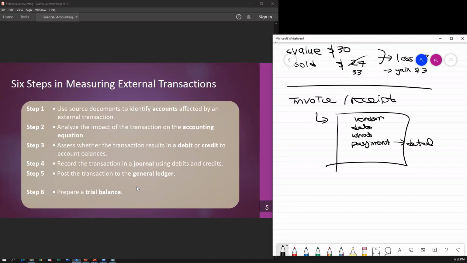So for step 1, we are going to provide this information for you to be able to write journal entries, okay? From looking at the information contained in the invoice, the first step you have to do is come up with what accounting item you are going to use, okay?